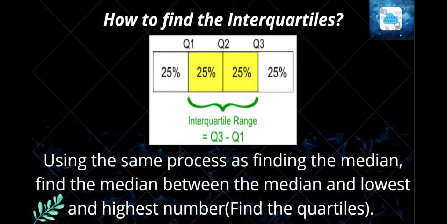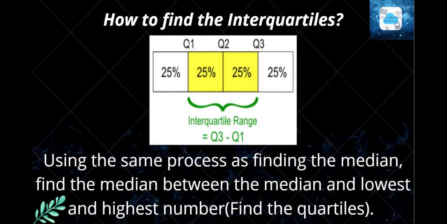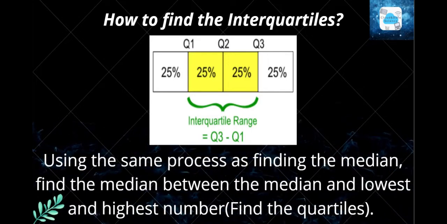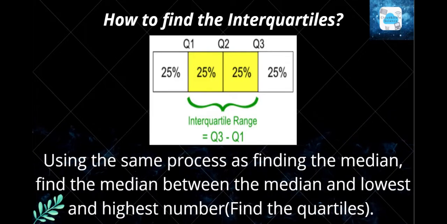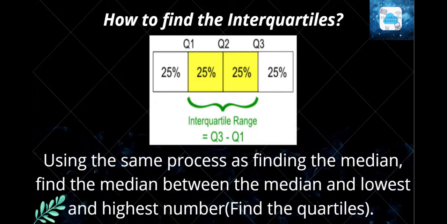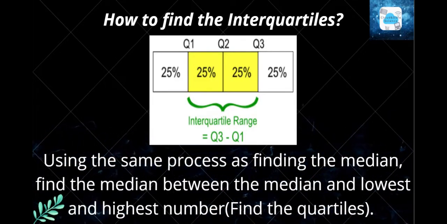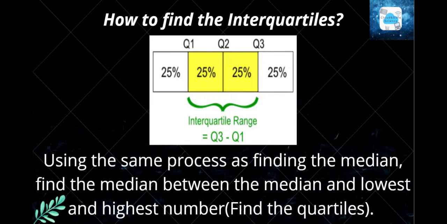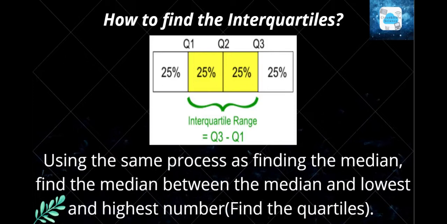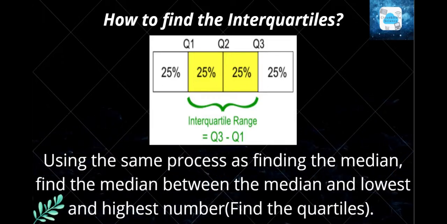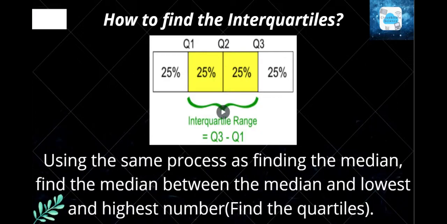To find the interquartiles, we use the same process as finding the median, but quartiles are basically dividing the data into fourths rather than halves. So we take the median, which is quartile 2, and then we find the middle number between quartile 2 and the lowest number, which gives us quartile 1. And we do that again between the median and the highest number, which gives us quartile 3. That basically divides the data into 25% sections.